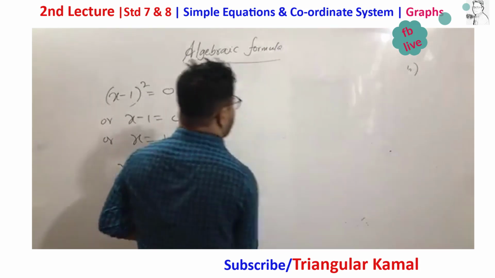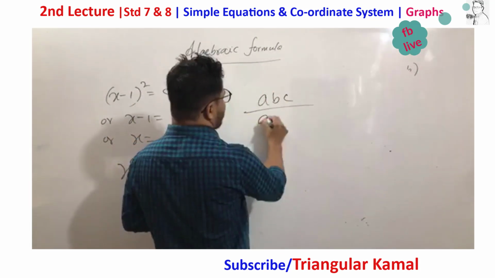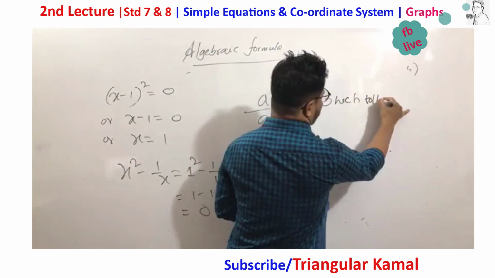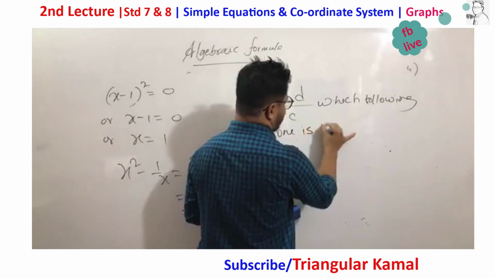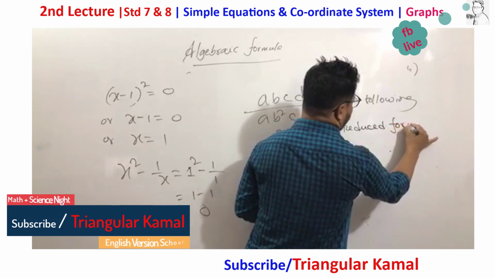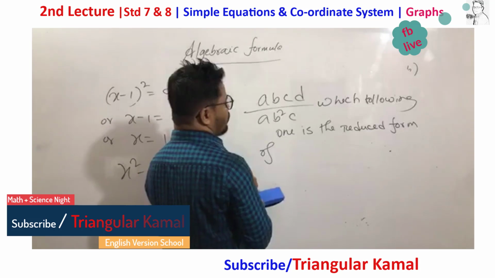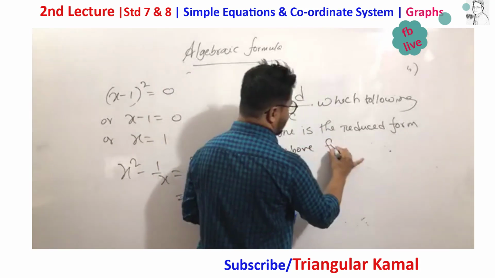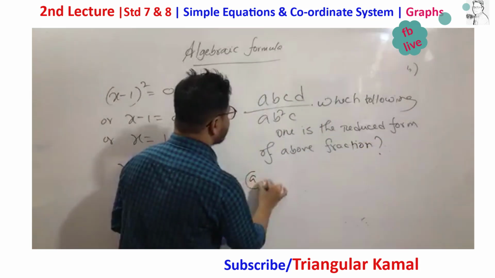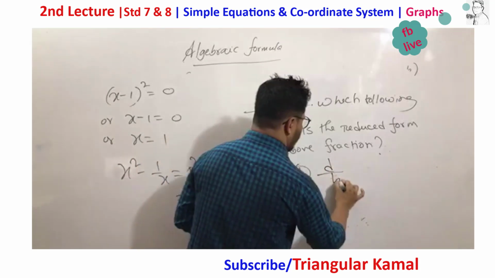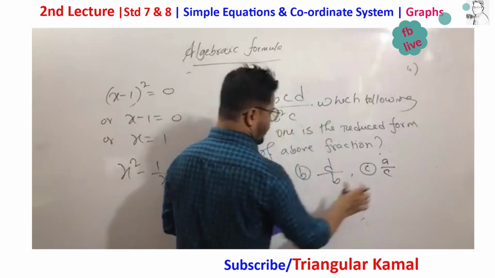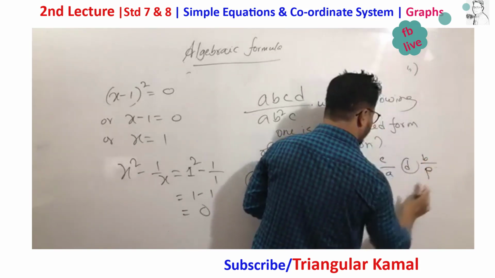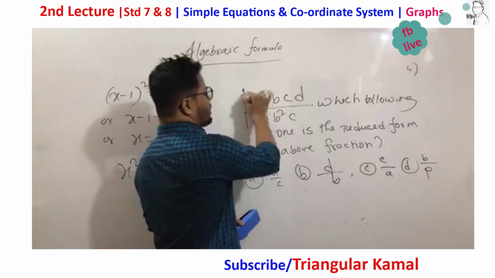Equivalent ratios or reduced form, like this one is ABC divided by AB square C, and this is D. Which following one is the reduced form of fractions? Answers: A by C, B, D by B, C, A by C, sorry, C by A, and B by P or B by Q. Okay, which one? These are the algebraic fractions here.